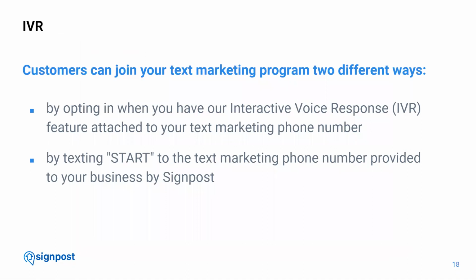There are two ways that customers can opt into text marketing. They can either call your tracking phone number and press 1 during the interactive voice response greeting, or they can just text start to the tracking phone number.